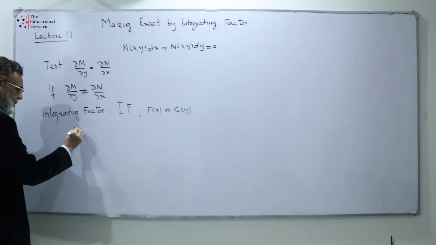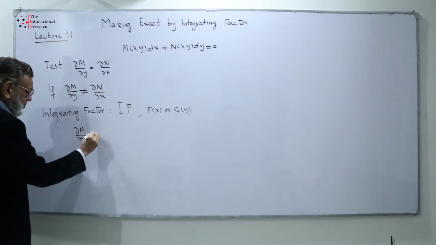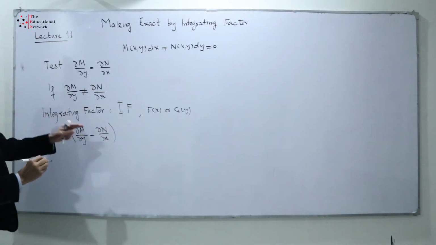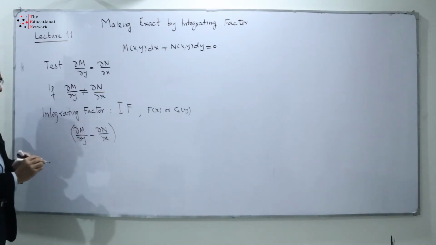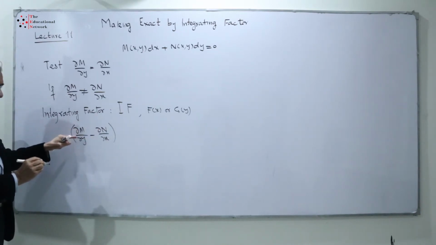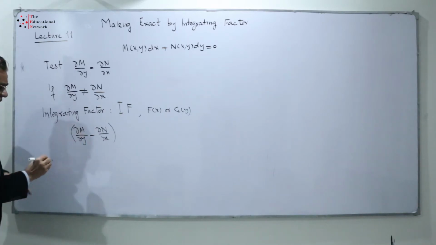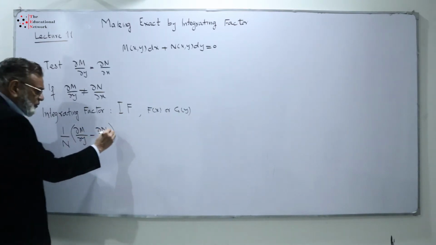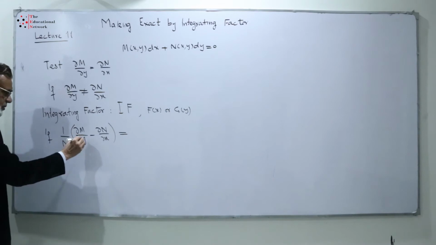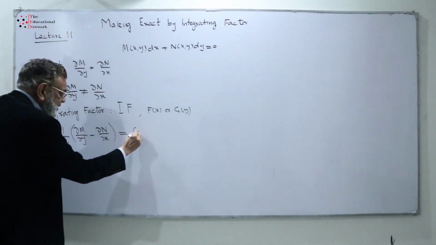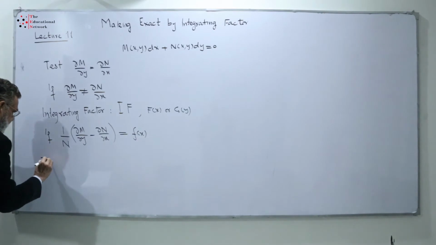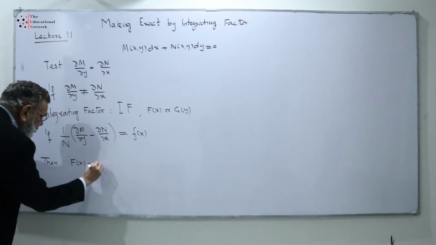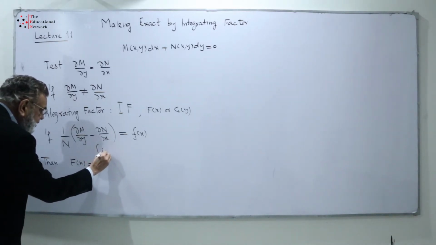I take partial M by partial y minus partial N by partial x. I can find the difference, partial M by partial y and partial N by partial x. So this is my N, so I will divide by N, and if we can find the factor 1 upon N times partial M by partial y minus partial N by partial x, this is equal to f of x, then I can define my integrating factor. My integrating factor mu is equal to e to the power integral f of x dx.